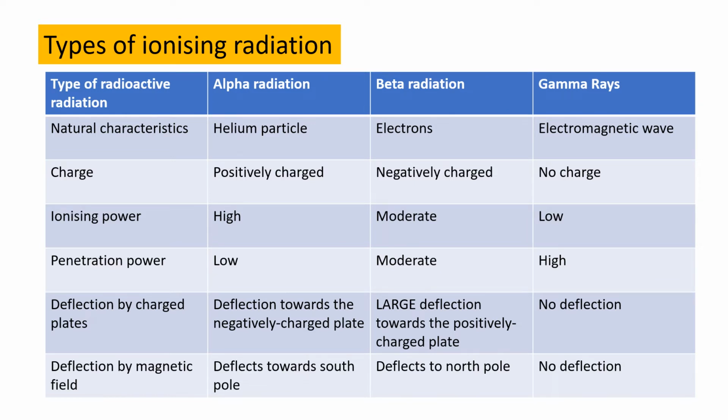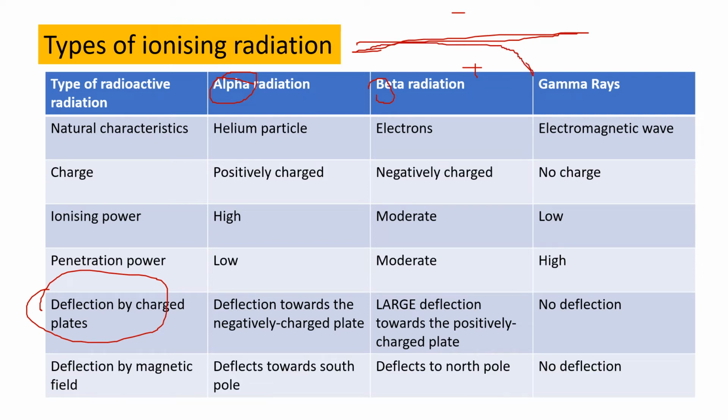And then the deflection by charged plates. So what is this? Basically, you shine a beam of alpha and beta particles and you put positive and negative plates. You need to understand that an alpha particle, being big, is heavy, and a beta particle, being small, is light. If they're negatively charged, they're going to be attracted to the positive plate because different charges attract, like the north and south pole.